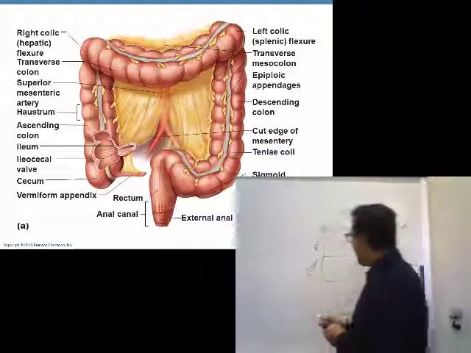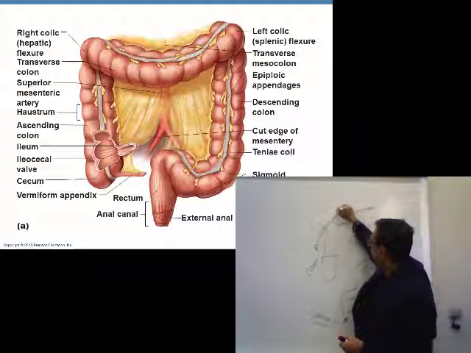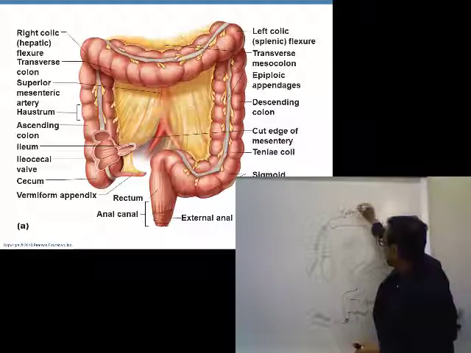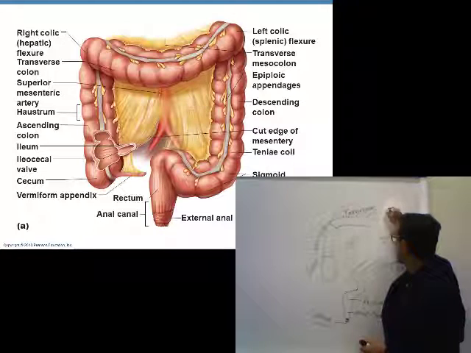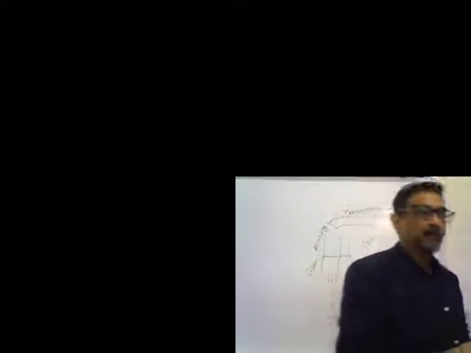The membrane that connects the colon to the body wall, that membrane is called mesocolon. It's like mesentery, mesocolon. That is a large membrane that connects the colon to the body wall to keep the colon in right location in the abdominal cavity.